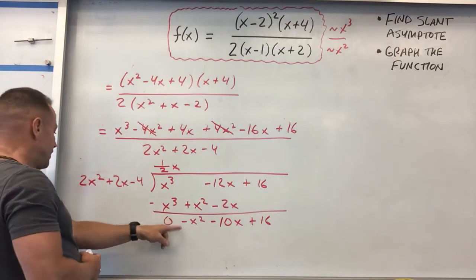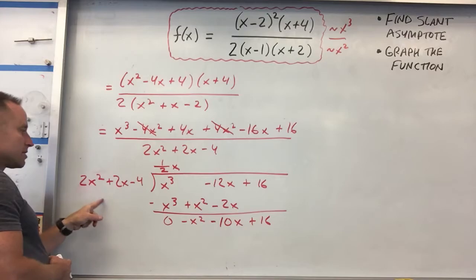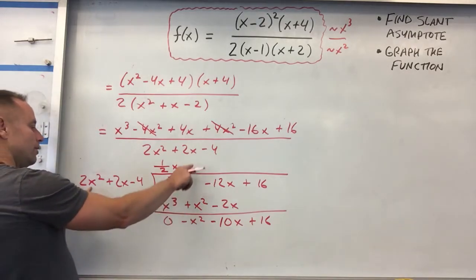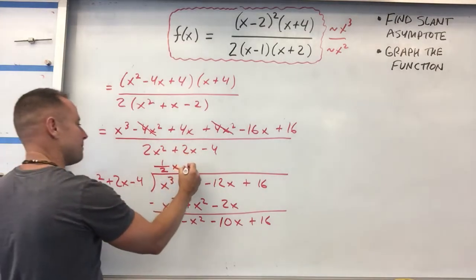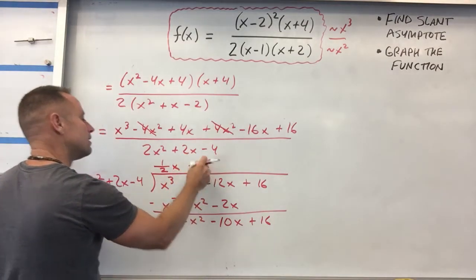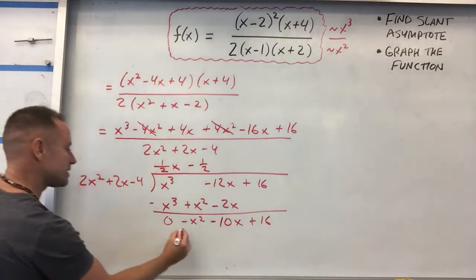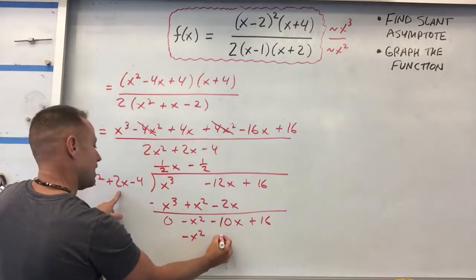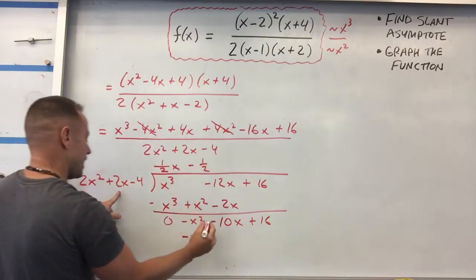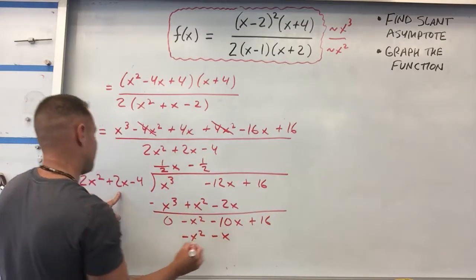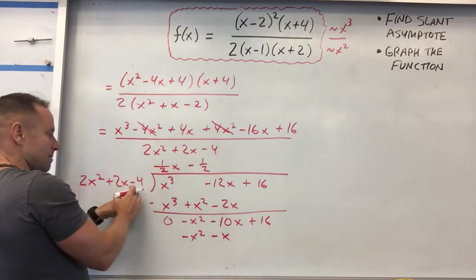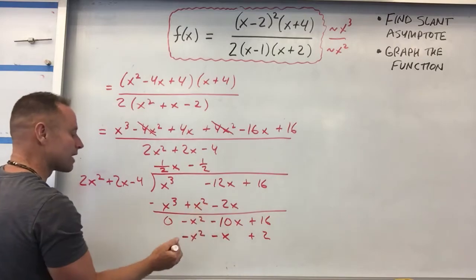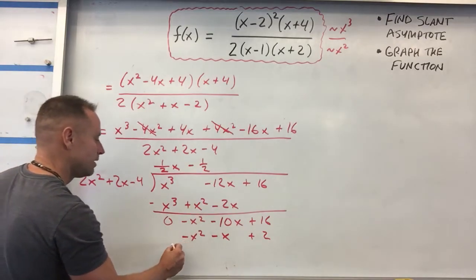One more little move. How many times does this function go into here? What we need to do, you can tell, is multiply this by minus 1/2. So minus 1/2 times this thing will give you a minus x squared. Minus 1/2 times 2x is going to be minus x. And then minus 1/2 times minus 4 is going to be plus 2. Now we're going to see what our remainder is going to be.